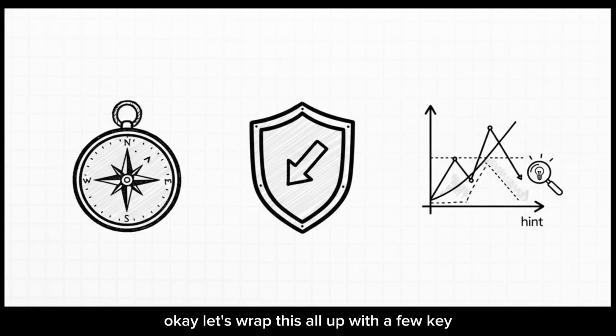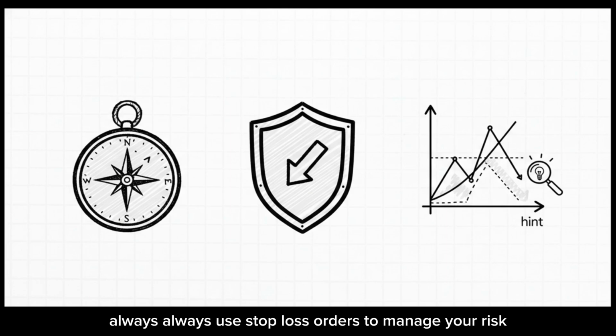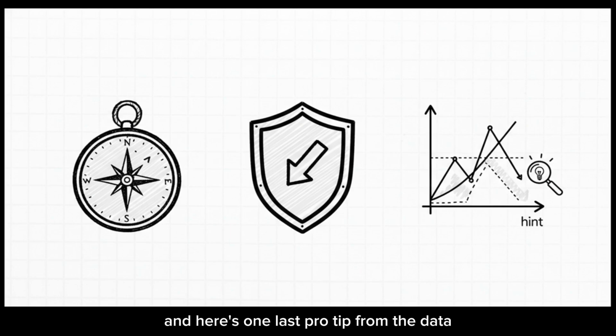Okay, let's wrap this all up with a few key tactical reminders. First, please, treat the measure rule as a rough guide, not a guarantee. Second, always use stop-loss orders to manage your risk if the pattern fails. And here's one last pro tip from the data. Sometimes, if the price fails to reach the opposite trend line inside the pattern, they call it a partial rise or partial decline, that can be a pretty strong hint about which way the final breakout is going to go.